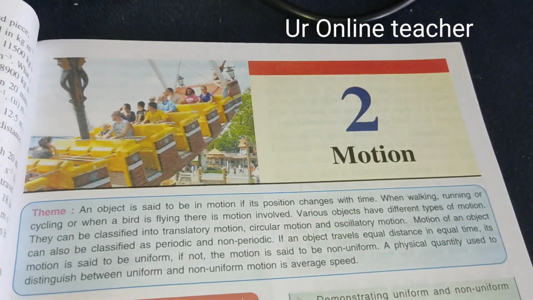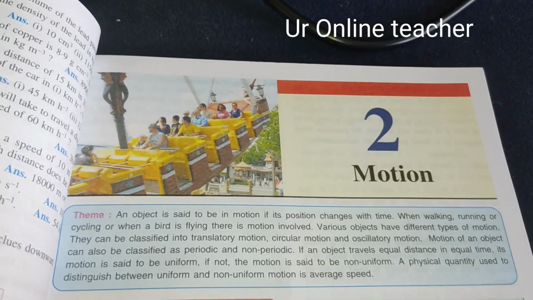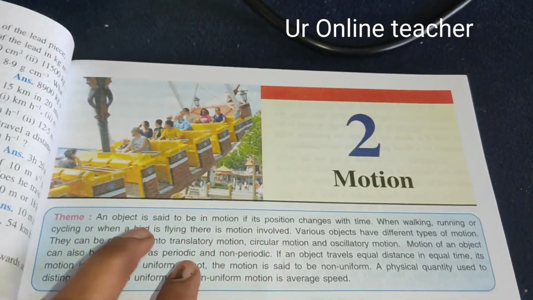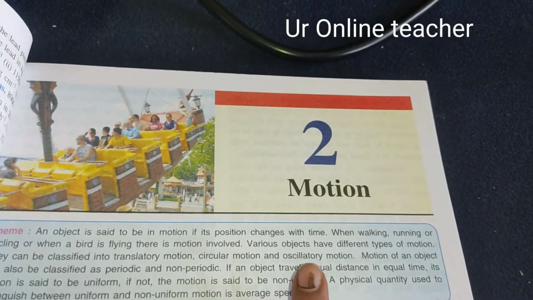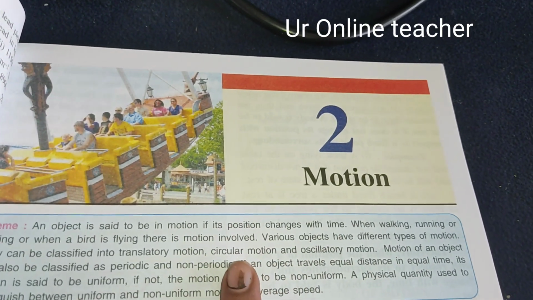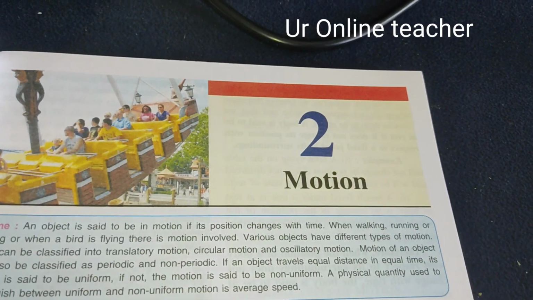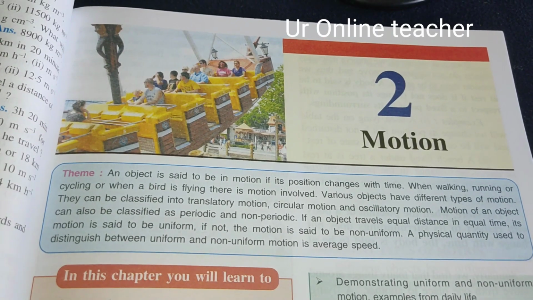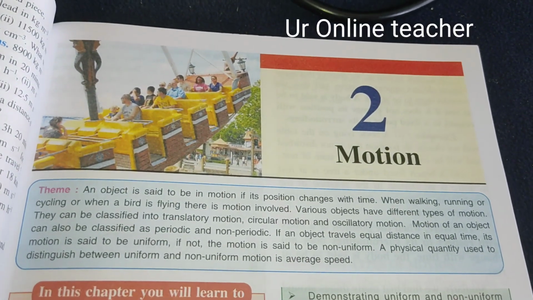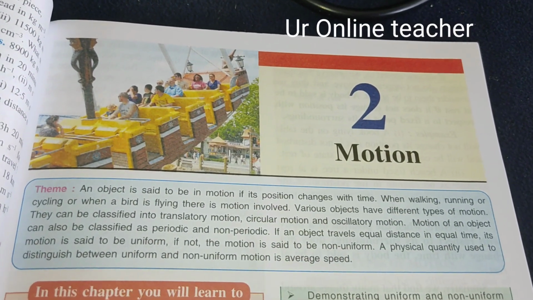So what is motion? An object is said to be in motion, we can say it is moving, when its position changes with time. We walk, run or cycle. When a bird is flying, there is motion involved. So various objects have different types of motions, we can see.